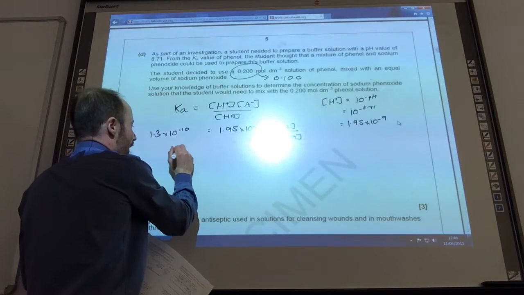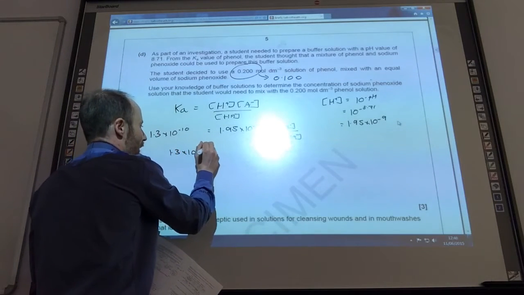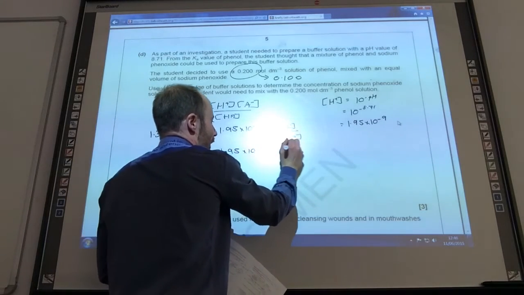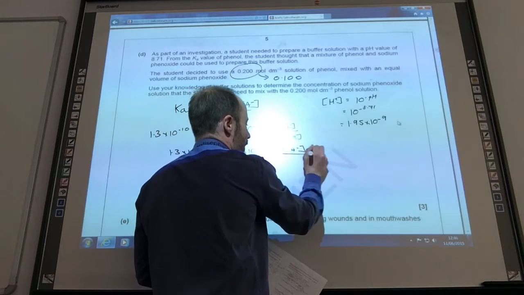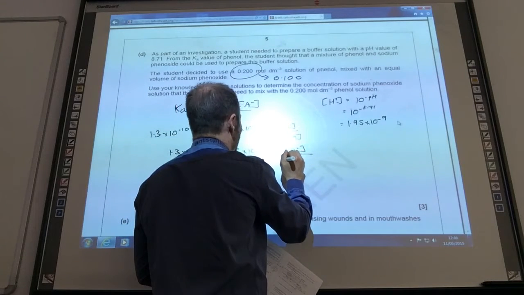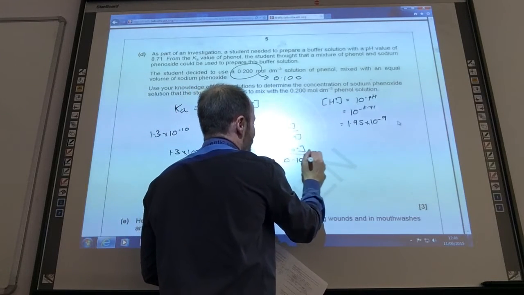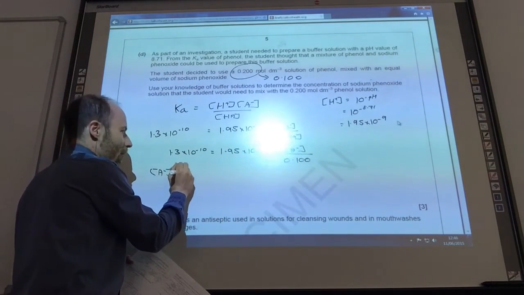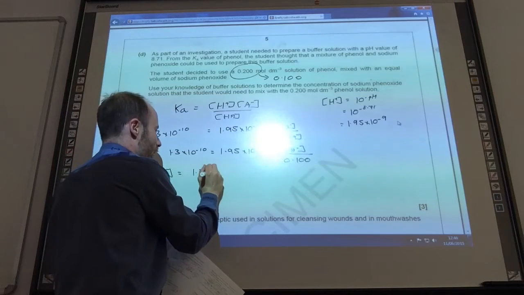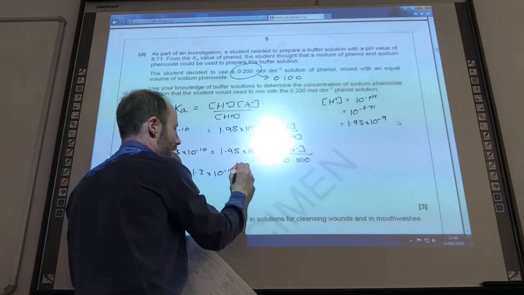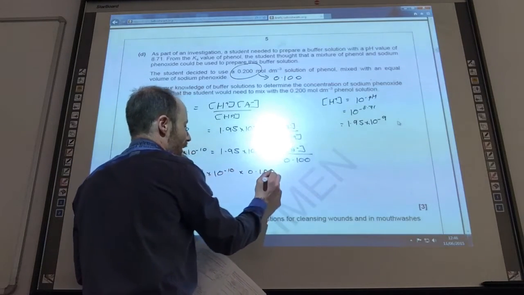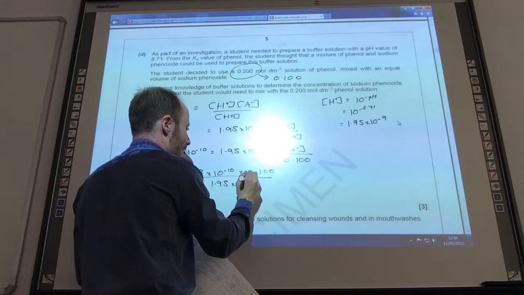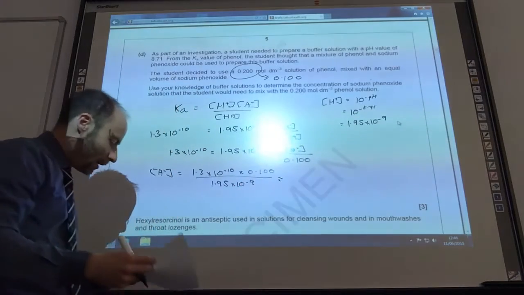So I'll put that in: 1.3 times 10 to the minus 10 equals 1.95 times 10 to the minus 9 times the concentration of A minus, which I'm trying to find, over 0.100. That's the one I want to find. Concentration of A minus is going to be 1.3 times 10 to the minus 10 times 0.100 over 1.95 times 10 to the minus 9.